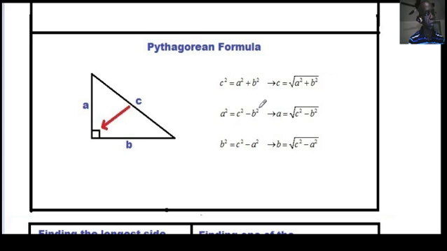If you want to find one of the shorter sides, A or B, a squared equals c squared minus b squared. Or, this can be simplified to a equals the square root of c squared minus b squared. If you want to find b, b squared equals c squared minus a squared. Or, this can be simplified to b equals the square root of c squared minus a squared.